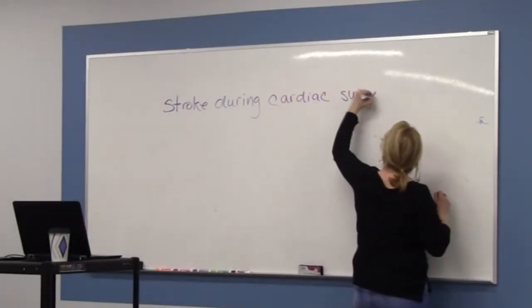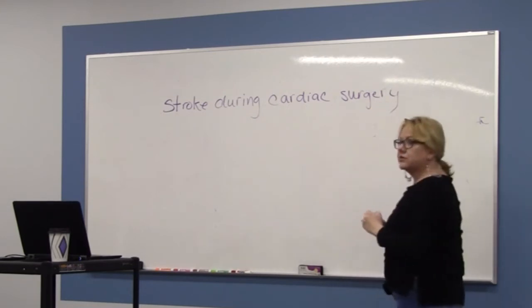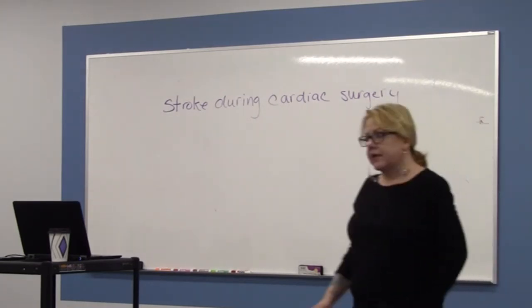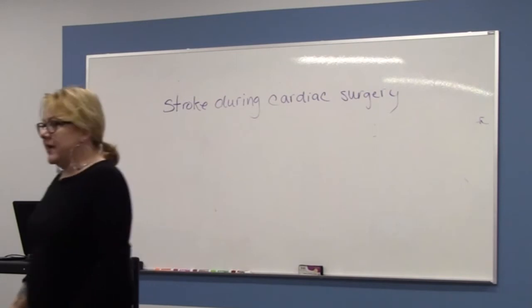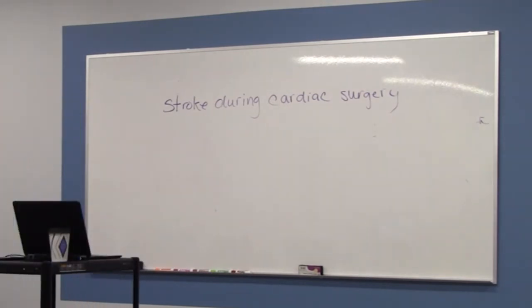This is what we need to code: stroke during cardiac surgery. What do you think our main term is? Bingo. Stroke. Remember, it's not going to ever be an anatomical site. It's always the condition or the disease.